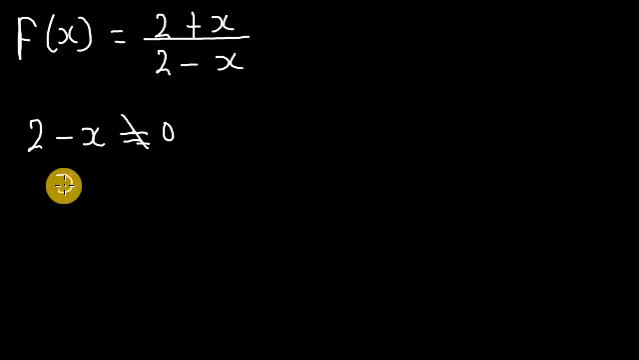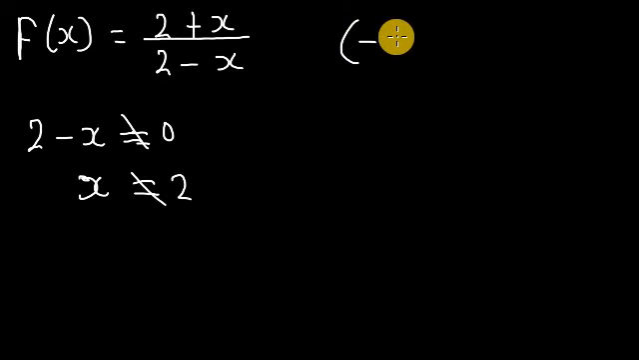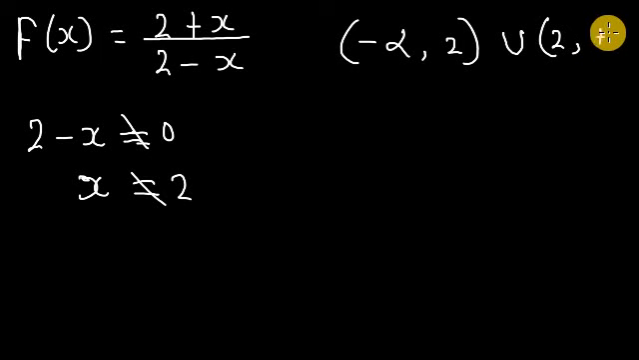So it means the value of x, if I bring x to this side, it means the value of x is not equal to 2. Therefore, the domain is going to range from negative infinity all the way to 2, then union starting from 2 all the way to positive infinity.